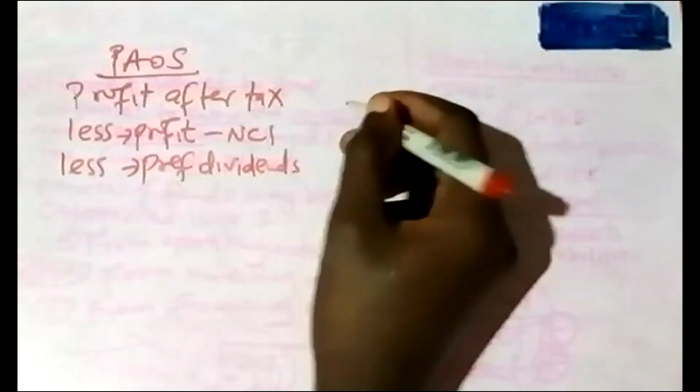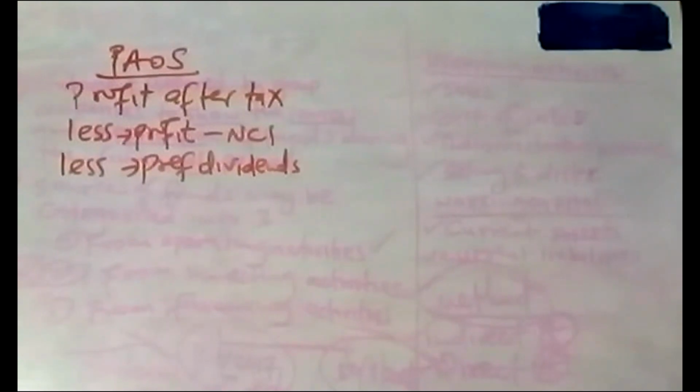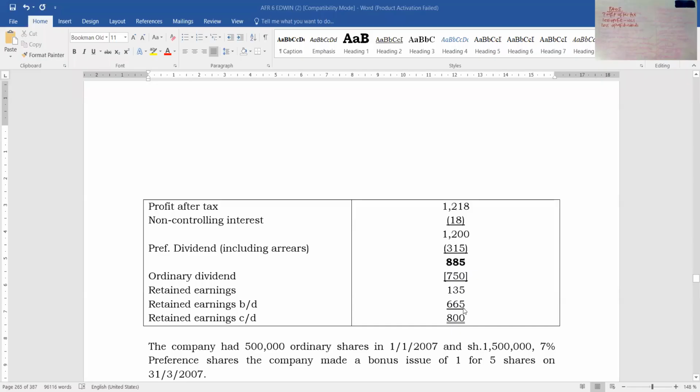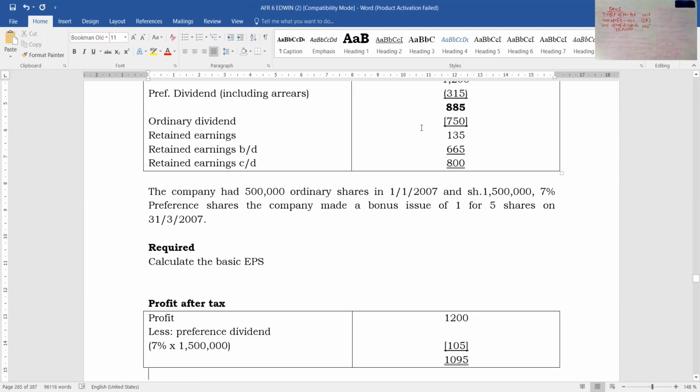In our question here, I will take the 1218, the one which is after tax, minus 18, the one which is going to NCI. Then the preference dividend to raise is the one given down there, the 7% of 1500, which is 105. That is the one we are supposed to raise so that we arrive at a figure there, which is 1095.